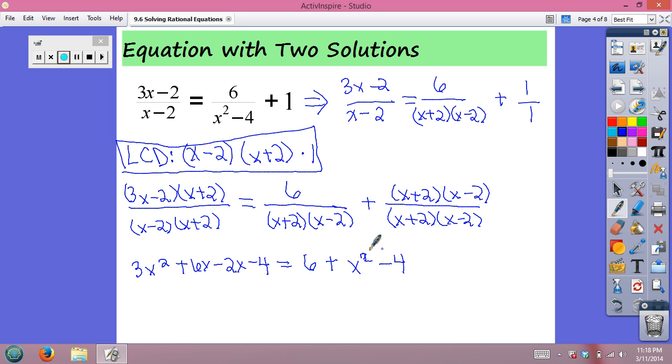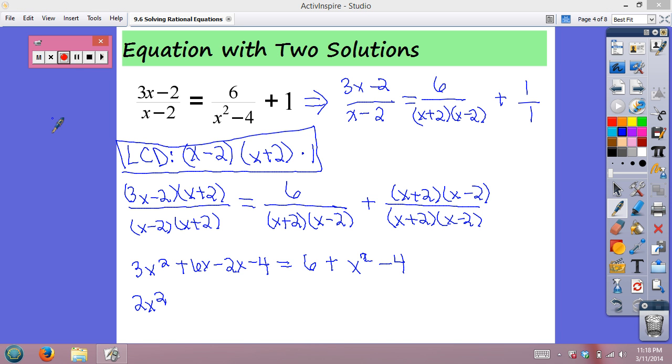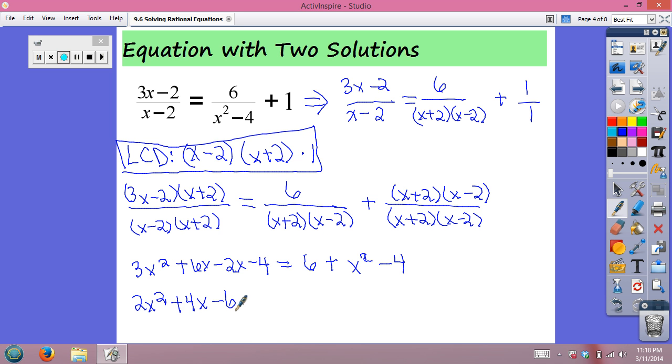Once again, we're going to combine like terms, so that will leave us with 2x squared plus 4x minus 6 is equal to 0. Notice we have a greatest common factor of 2 here, so we can divide that out of each term, which is going to leave us with x squared plus 2x minus 6 equals 0.